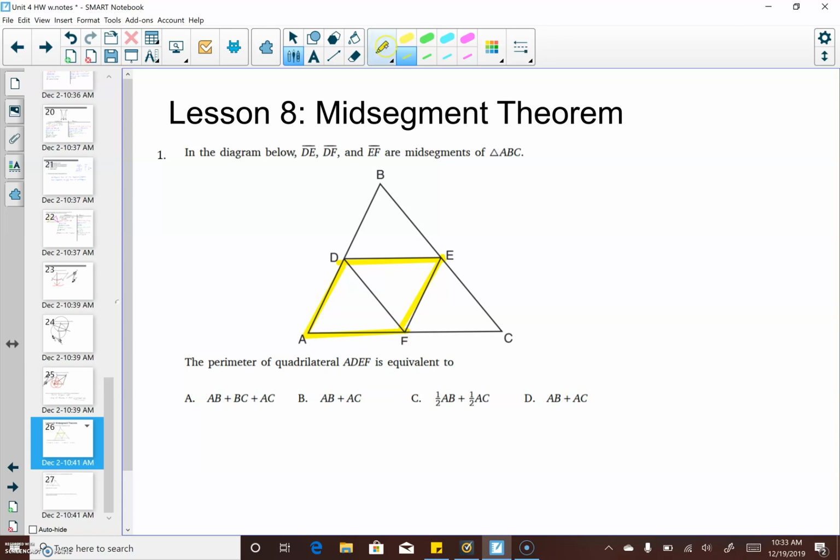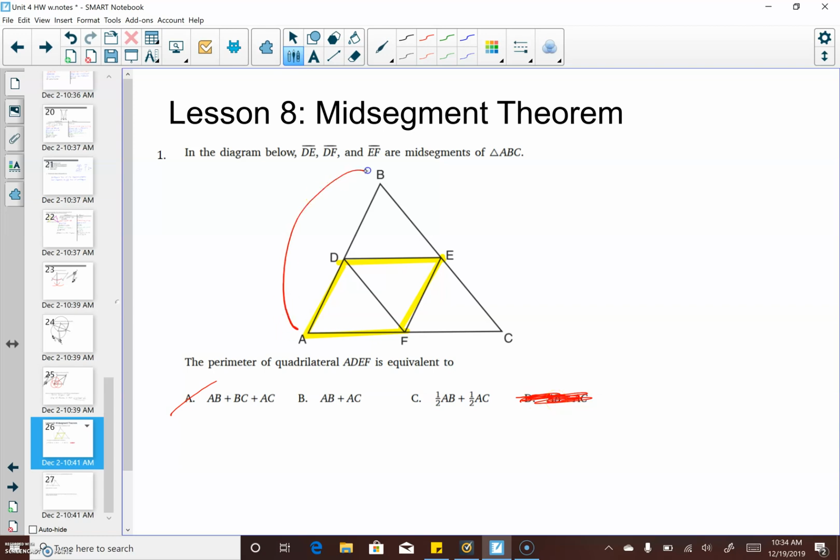is equivalent to... They give us a bunch of different options here, and one of the best things to do is go through answer choice by answer choice. So the perimeter is AB plus BC plus AC. Well, it's highly unlikely that the perimeter of that inside quadrilateral would be equal to the perimeter of the whole triangle. Now it says AB plus AC, and choice D and choice B are the exact same thing, so we only have to look at them once.